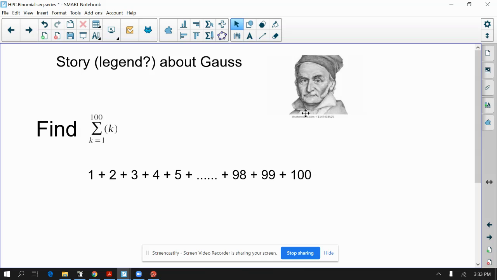And so everybody diligently went to their work and did 1 plus 2 plus 3 plus 4, and they had to go all the way to 100. It would take even decent math students a few minutes to do this. It would take them more than a few minutes, especially with no calculators. But within about a minute or so, Gauss was not only done, but he had the right answer.